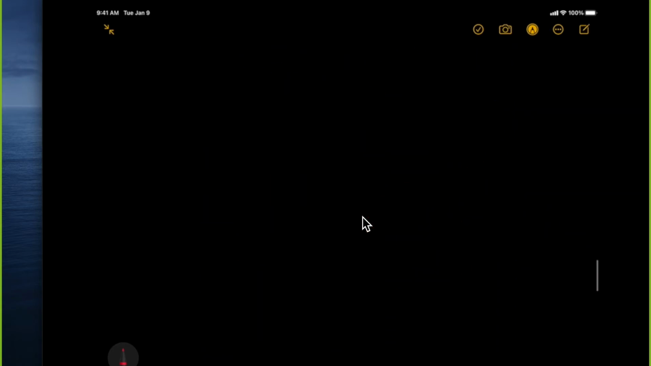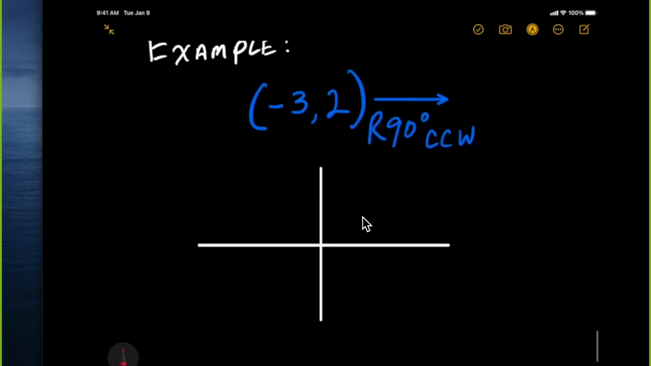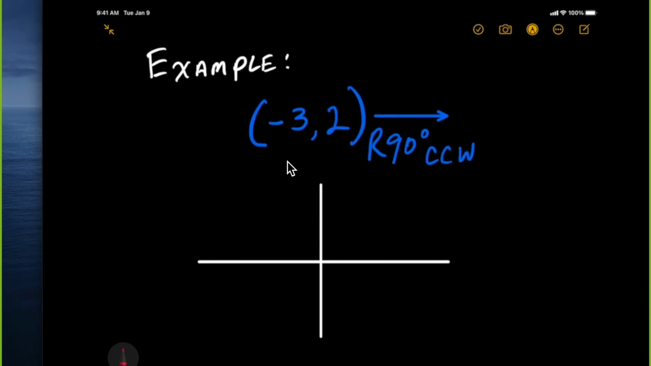Okay, let's do another example. In this example, we're asked to move this point via rotation 90 degrees counterclockwise. So let's plot our point. We start out at -3, 2. That would put us over here.